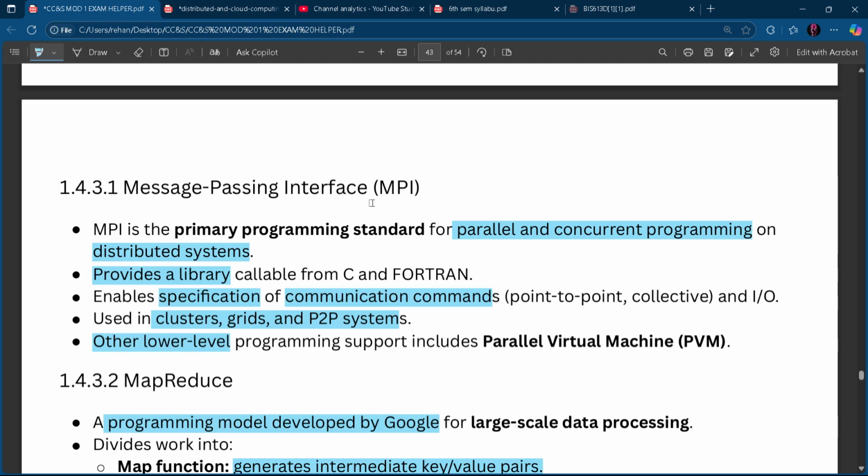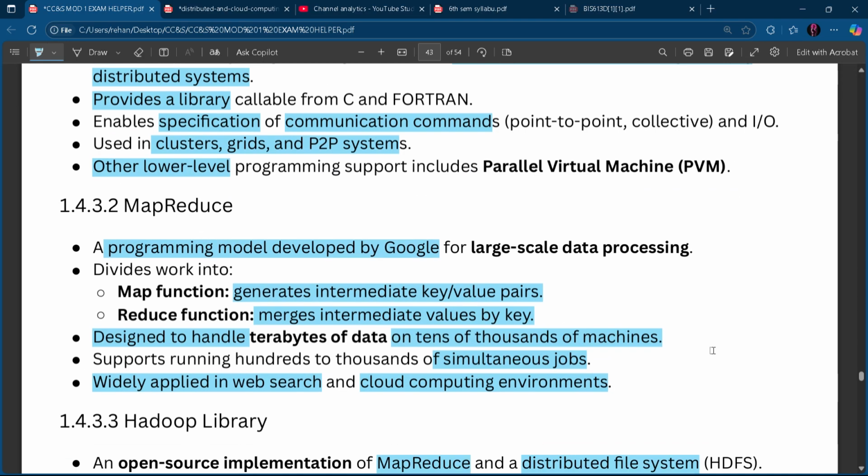Message passing interface. This is a primary programming standard for parallel and concurrent programming on distributed systems. If you have to perform parallel and concurrent programming on distributed systems, you use the MPI interface. It provides libraries which are callable from C or Fortran. It enables specification of communication commands which are point-to-point and collective, and input-output operations. It is used in clusters, grids, and P2P systems. Another lower level programming model supports PVM, parallel virtual machines.